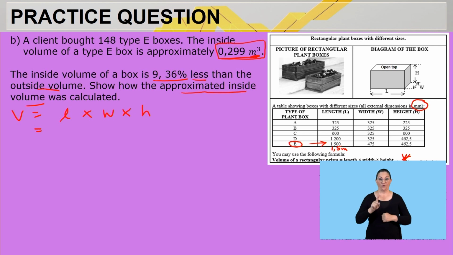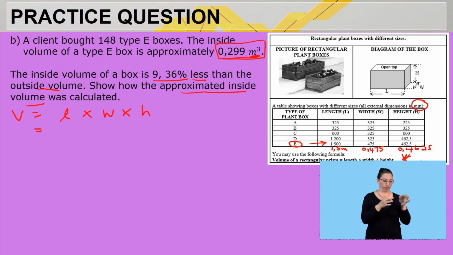Then in terms of my width, it's 475 divided also by 1,000. That will give me a width of 0.475. Okay, 0.475. And then my height is 462.5 millimeters. I divide that by 1,000 as well. And that will give me then 0.4625. And now I have all my dimensions in meters. Are we clear? So let's substitute.